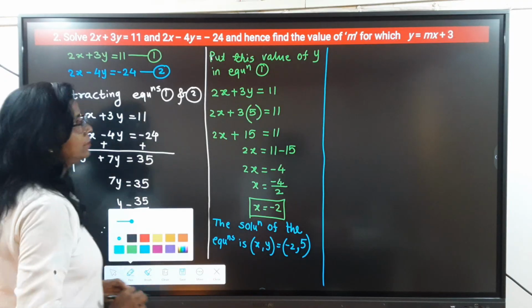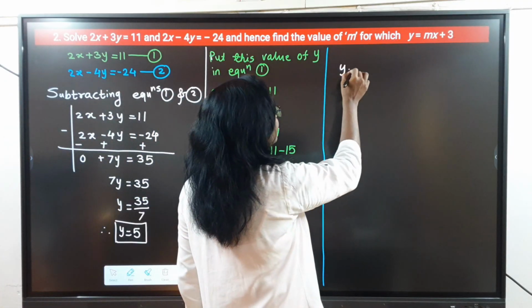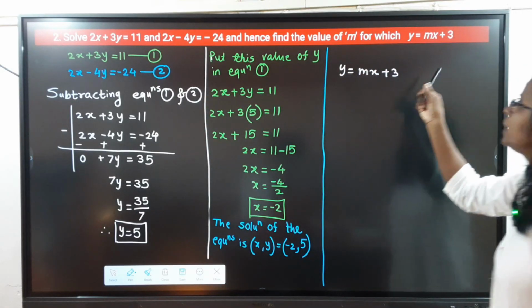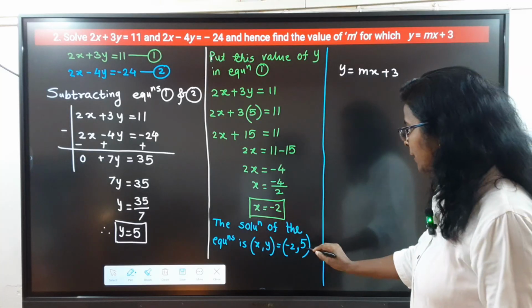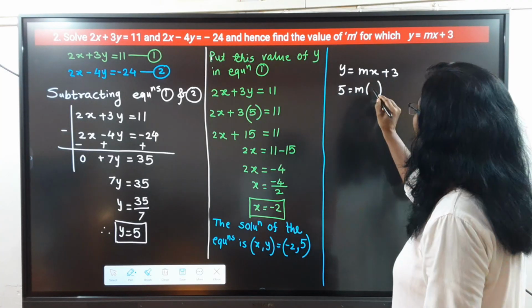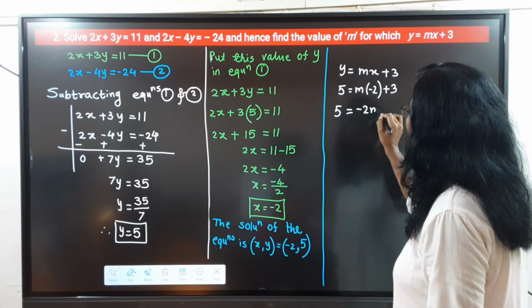The next step is that we have to find the value of m when y is equal to mx plus 3. See here, y is equal to mx plus 3. So here I put the value of y, that is 5. 5 is equal to m multiplied by the value of x, which is minus 2, plus 3. So here 5 is equal to minus 2m plus 3.